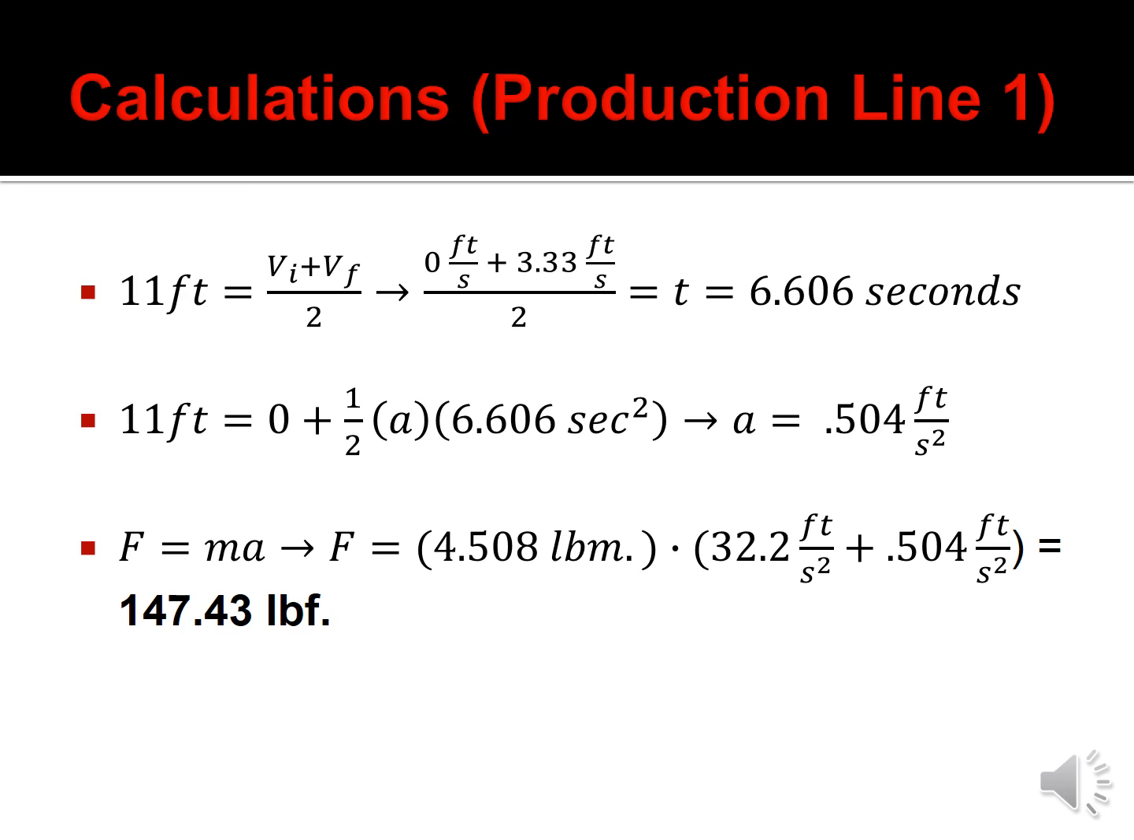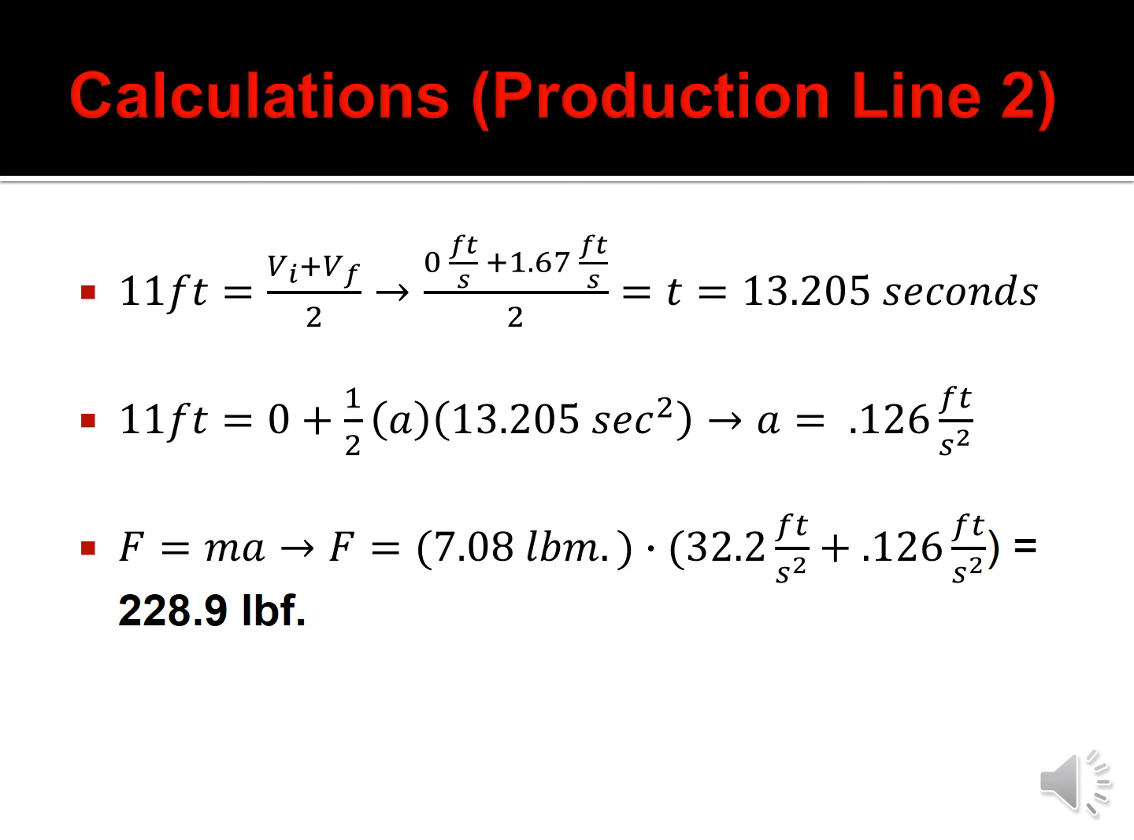we found our acceleration by taking the distance as well as the time to find our acceleration. Once we had our acceleration, we used our pound mass values that we found earlier and combined them with the acceleration due to gravity as well as the acceleration due to the lift assist. Our pound force value for production line 1 was 147.43.